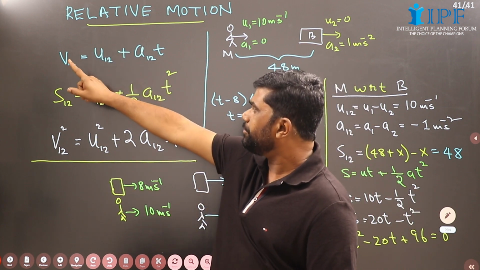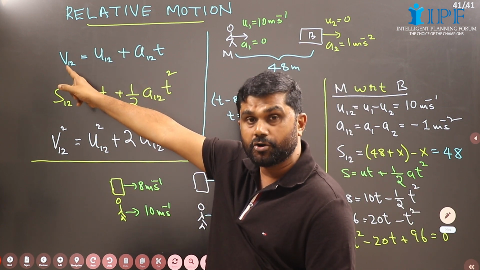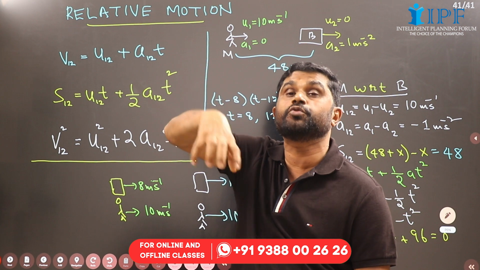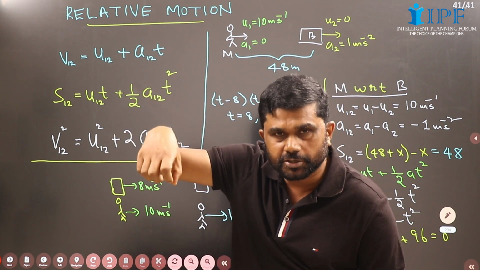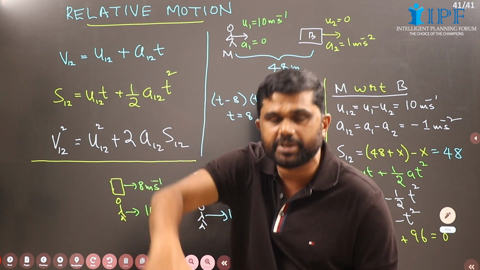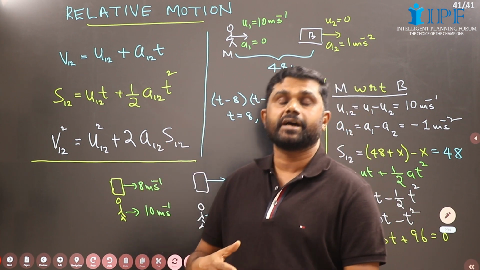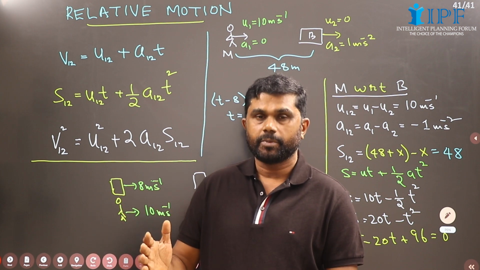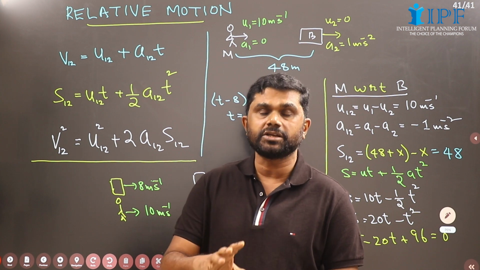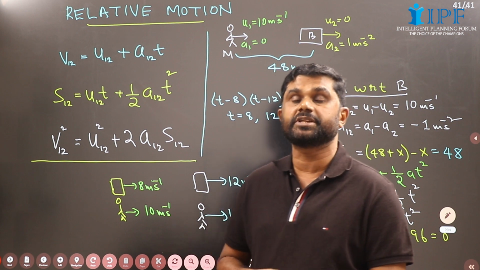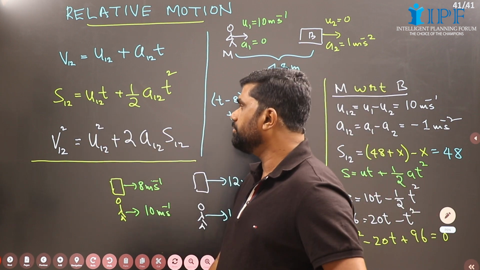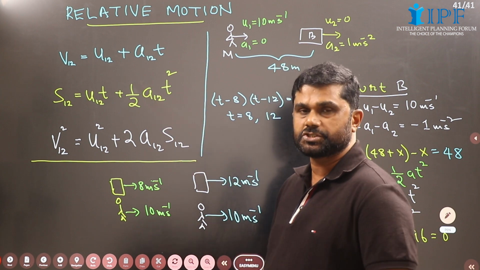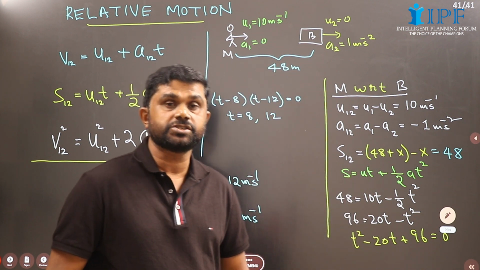Here, if the first quantity is 1 with respect to 2, all the quantities in that equation must be in the same order. One quantity cannot be 2 with respect to 1. If one quantity is 1 with respect to 2, all the quantities in that particular equation must be 1 with respect to 2. It need not always be 1 with respect to 2. You can take 2 with respect to 1 also, but you have to keep in mind that all the quantities must be relative and in the same order. Here: displacement of 1 with respect to 2, initial velocity of 1 with respect to 2, acceleration of 1 with respect to 2. So all equations of motion can be applied for the two bodies together.